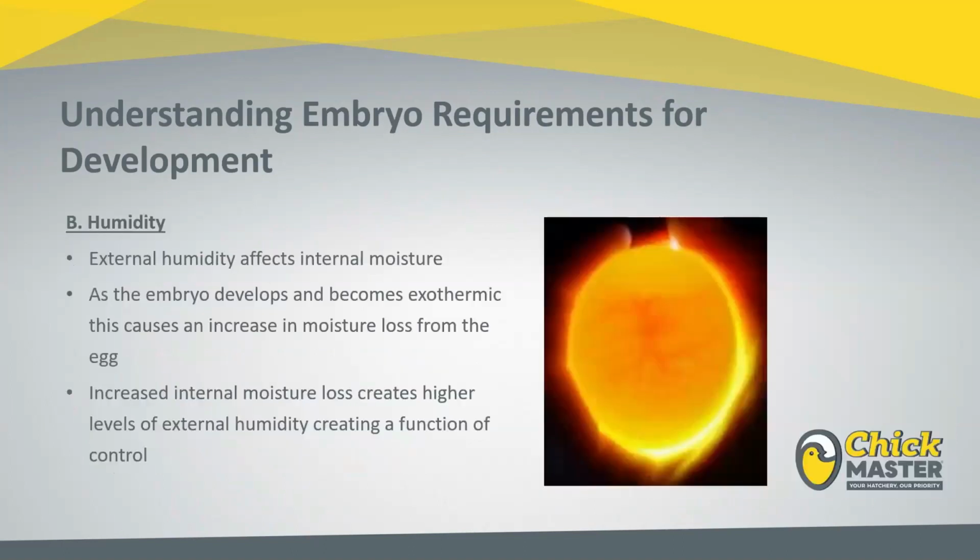For humidity, external humidity affects internal moisture. As the embryo develops and becomes exothermic, this causes an increase in moisture loss from the egg. Increased internal moisture loss creates higher levels of external humidity, therefore creating another function of control through the incubation process.